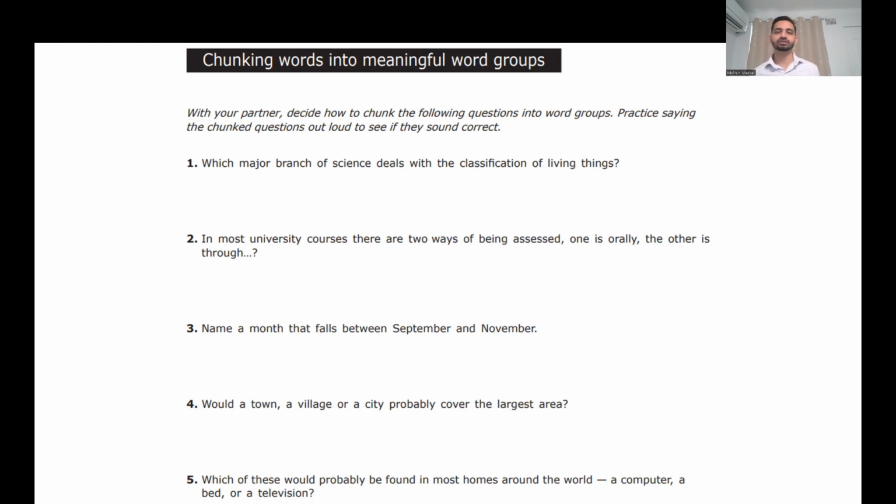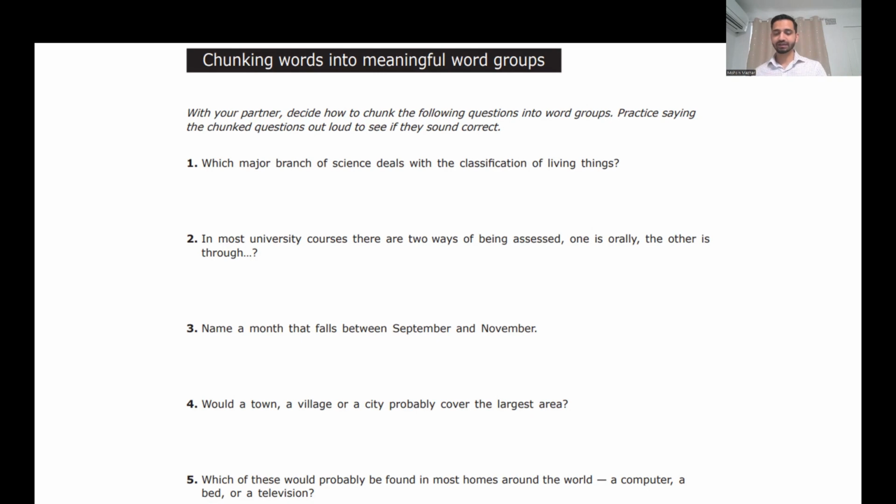I'll read out the questions, and you will try to break them down. Actually, I'm not going to read the questions, because if I read the question, then you might get some hints in how to chunk them together. So I'm going to leave it. I'm going to pause it here. Okay. I want you to do this exercise on your own and come back, and then we'll discuss it.